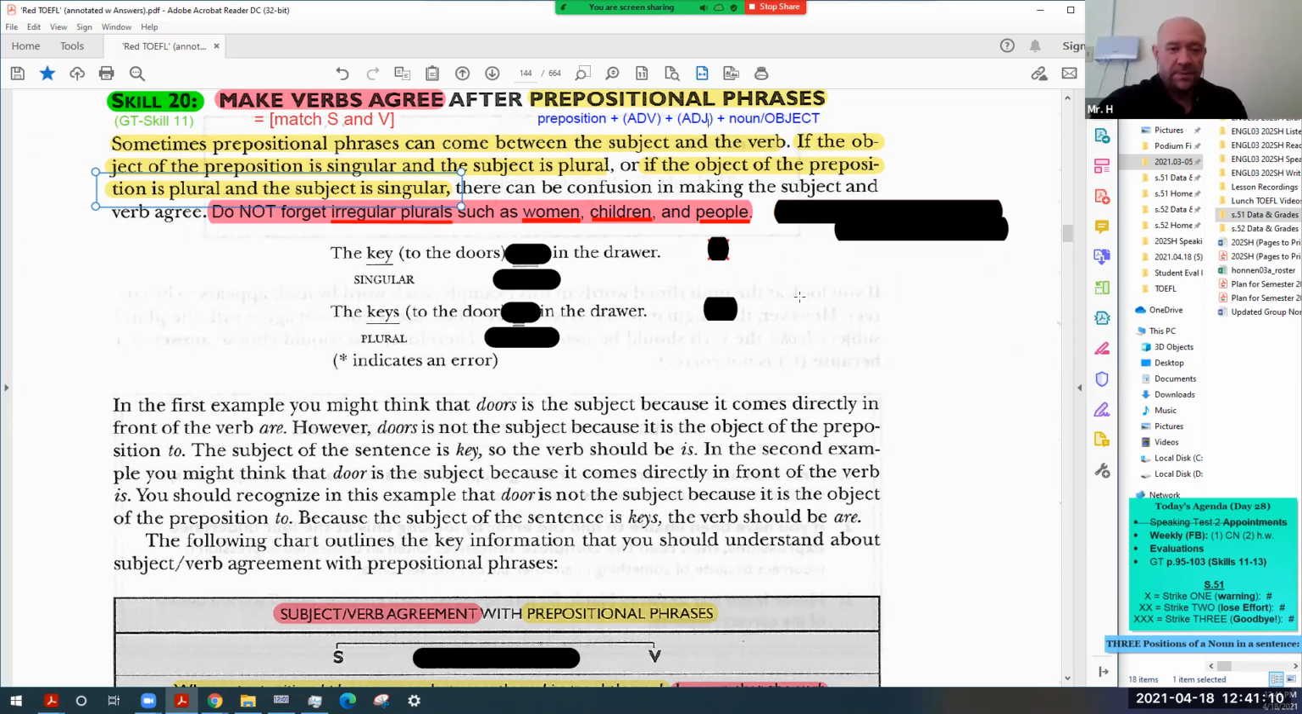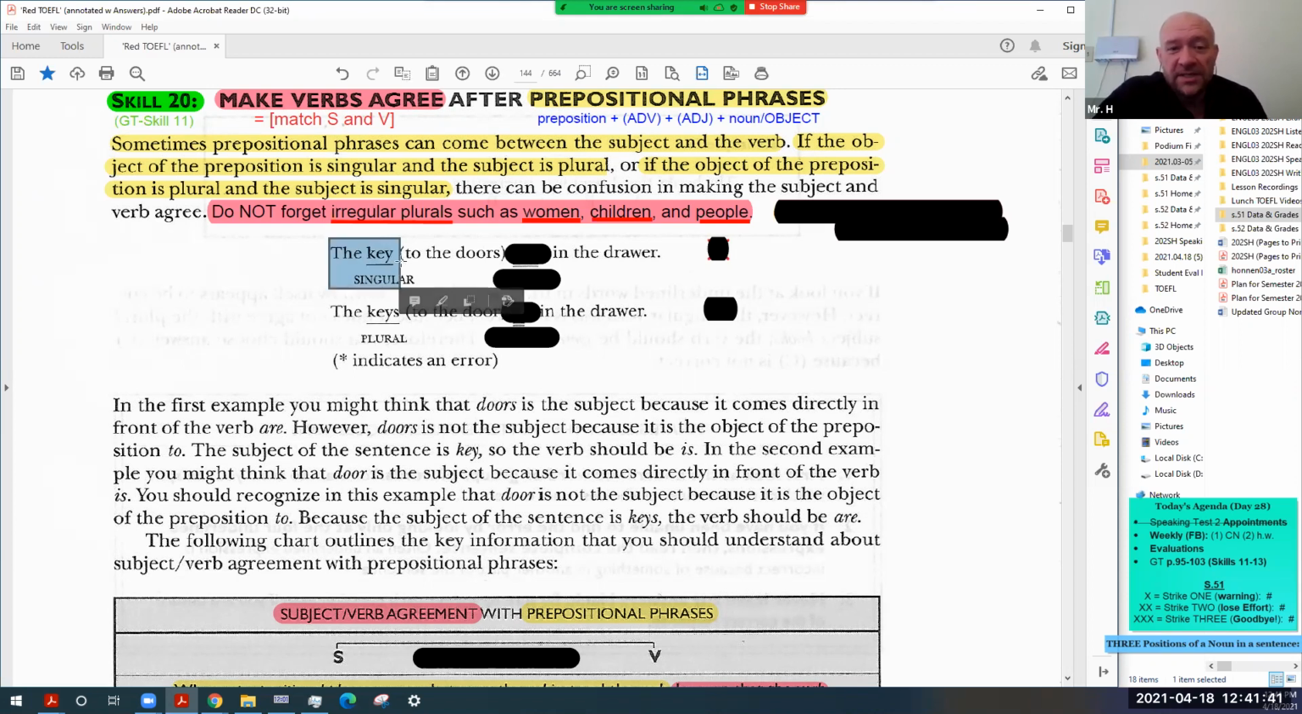So here's the problem. This is actually an old trick in the TOEFL. They will give you many nouns, but two nouns that are not the same number. Then you have to match the verb to the subject, okay?